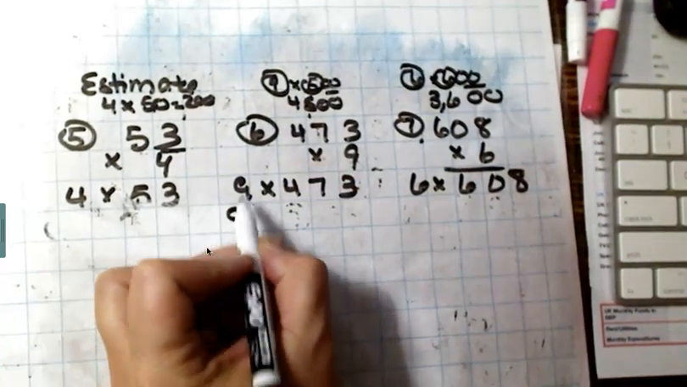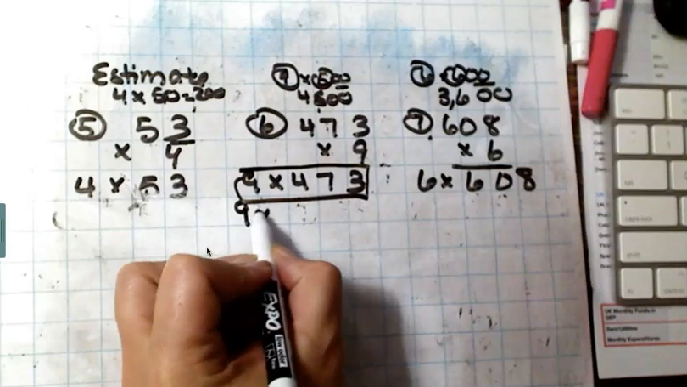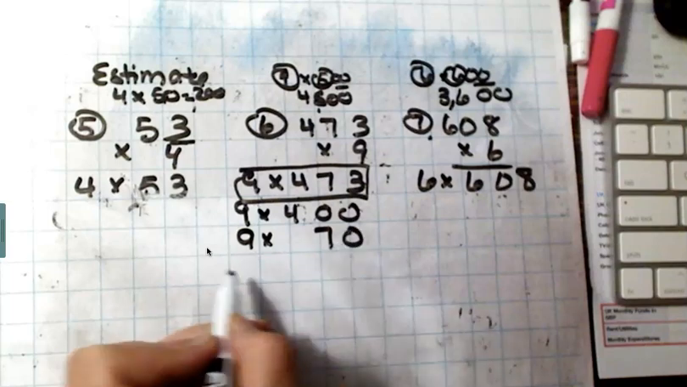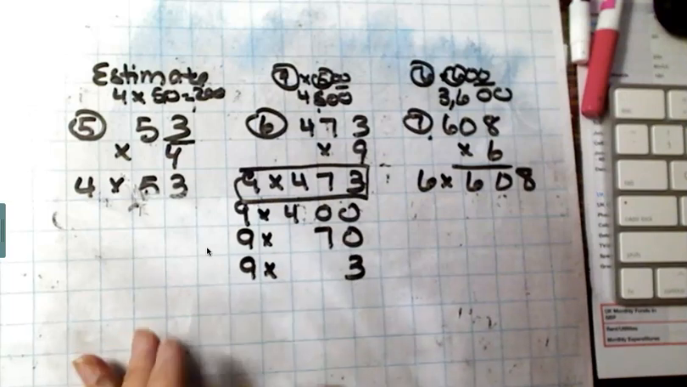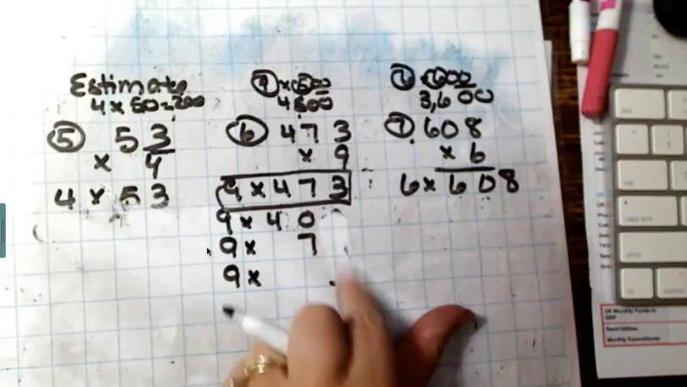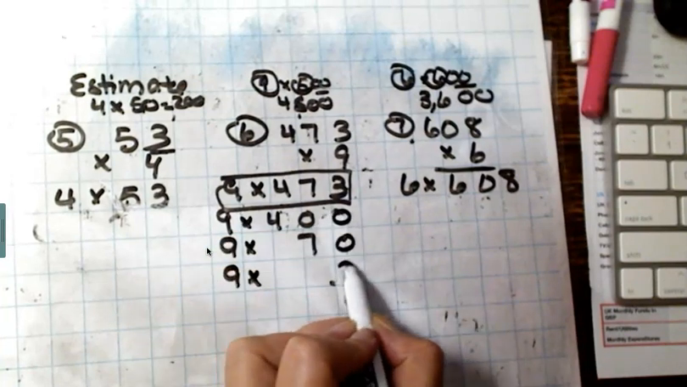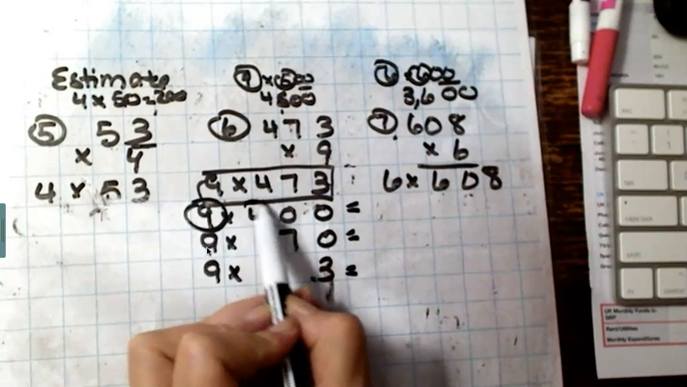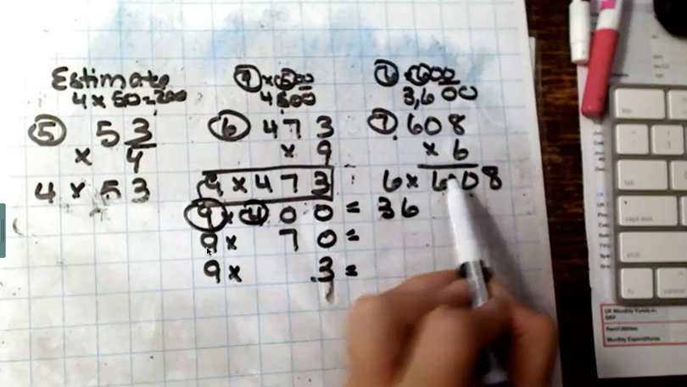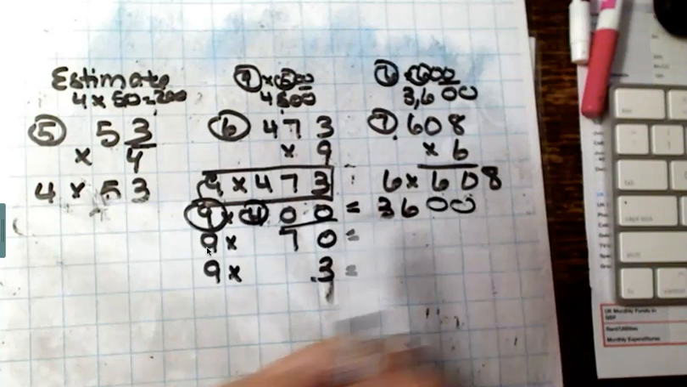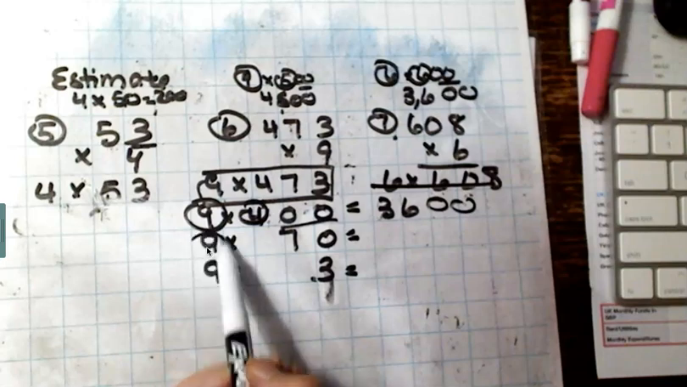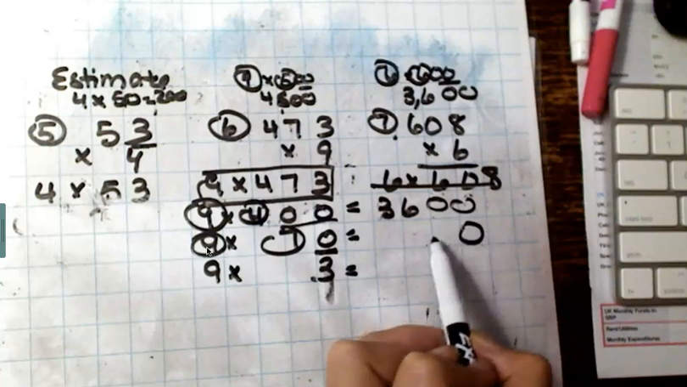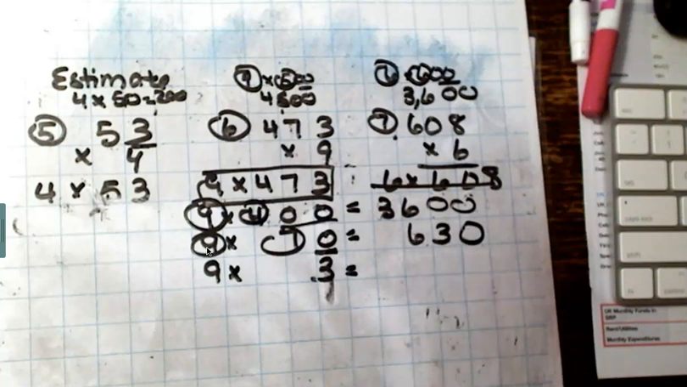So I'm going to break this up into 9 groups of 400, 9 groups of 70, and 9 groups of 3. Equal sign, okay? 9 groups of 4 is 36. How many zeros? 2. Okay, I'm going to put a line there so I don't do it. 9 groups of 7, 63, but I have a 0, so I'm going to put that 0 there. 3 and 6, because I need to line up the place value.